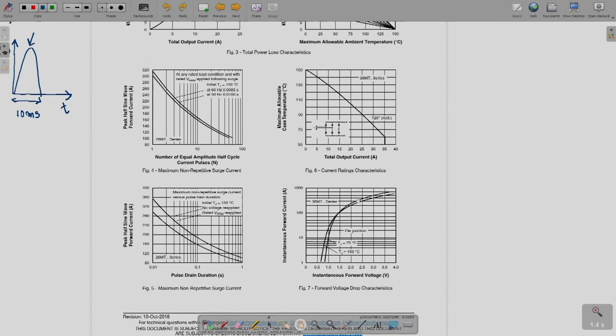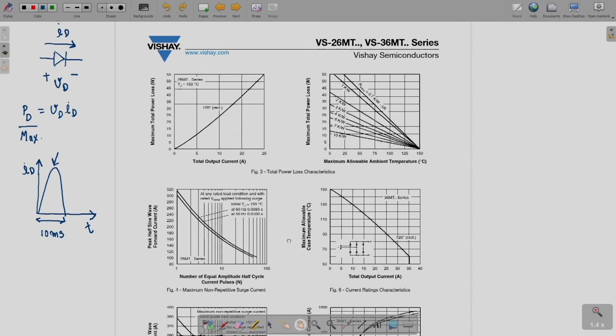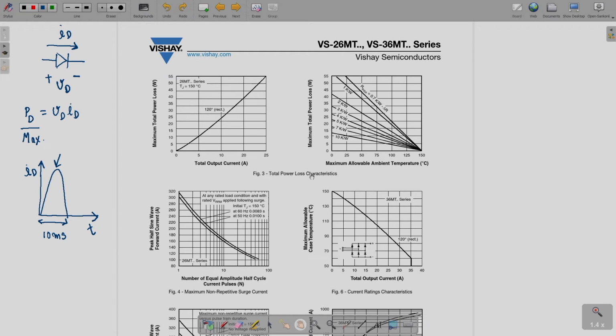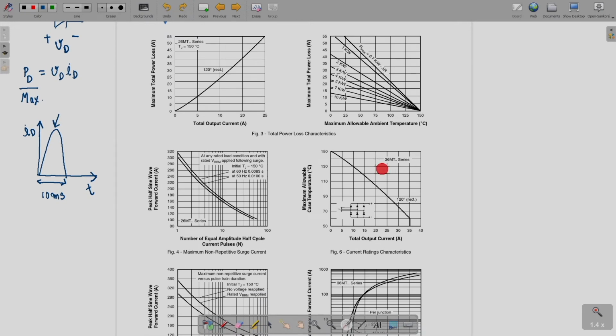Then next what we see here is maximum allowable case temperature versus total output current. We have seen this before, but you have to note that they have given it for the 36 MT series. Till now, whatever we had seen was all for the 26 MT series. The same curves they have also given for the 36 MT series as well.